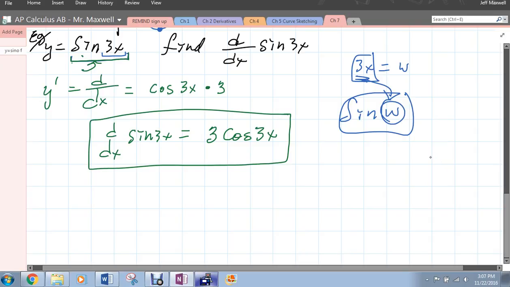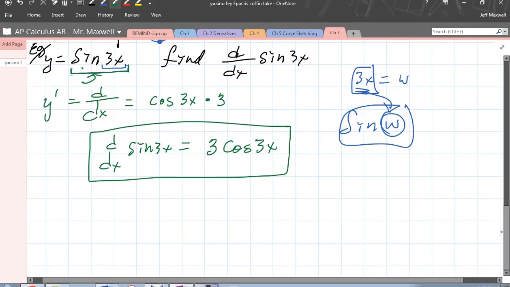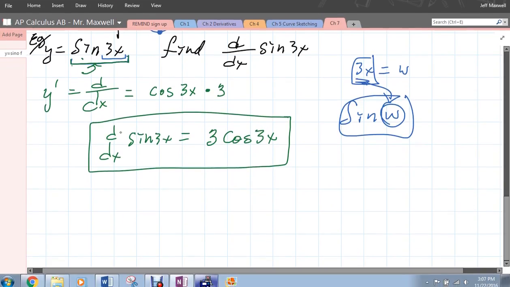Questions? If you have this as the question, then you can just circle this as the answer. That's fine, as long as you can connect what this is. As long as it's clear that this is the derivative of sine of 3x.